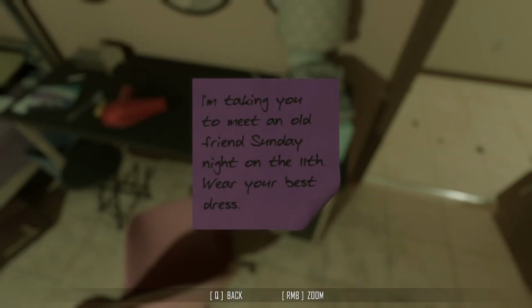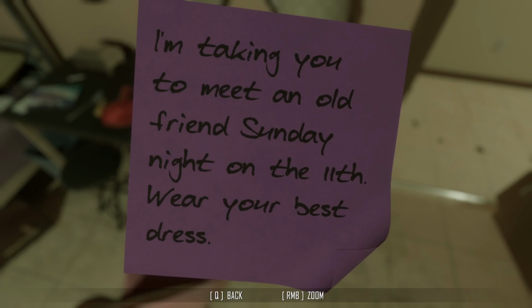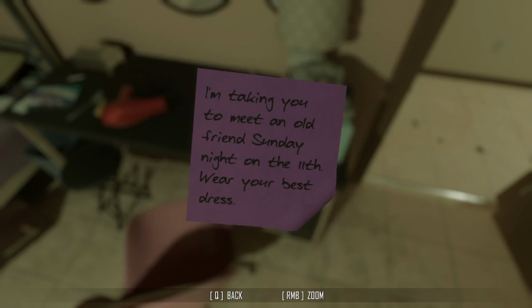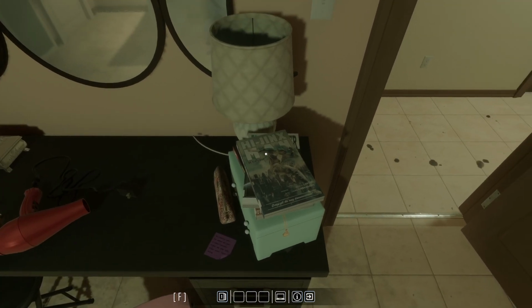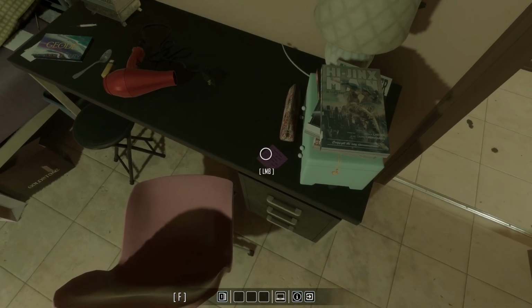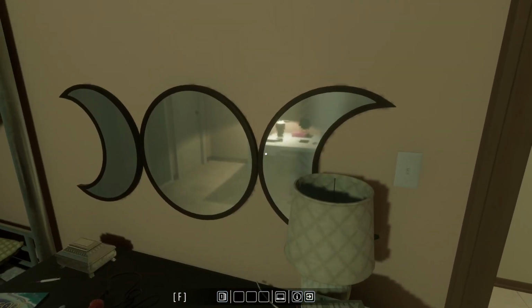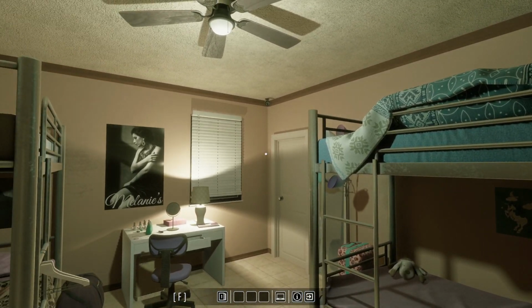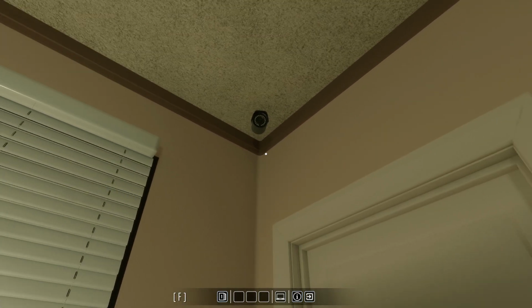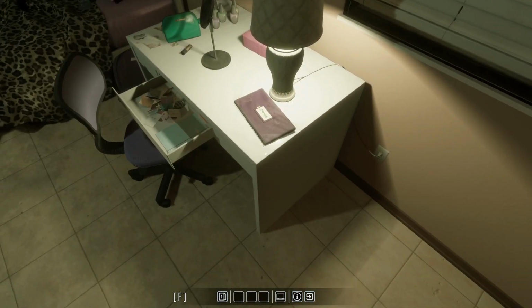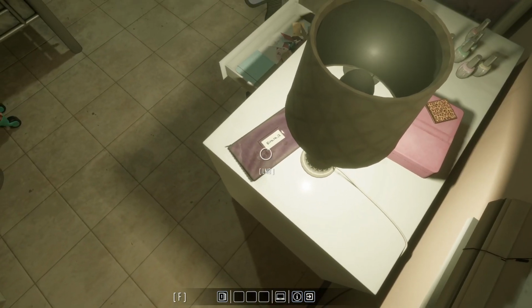Okay. I'm taking you to meet an old friend Sunday night on the 11th. Wear your best dress. It's... Anything else? Not at the moment. And of course this camera. Makes sense. Emma.